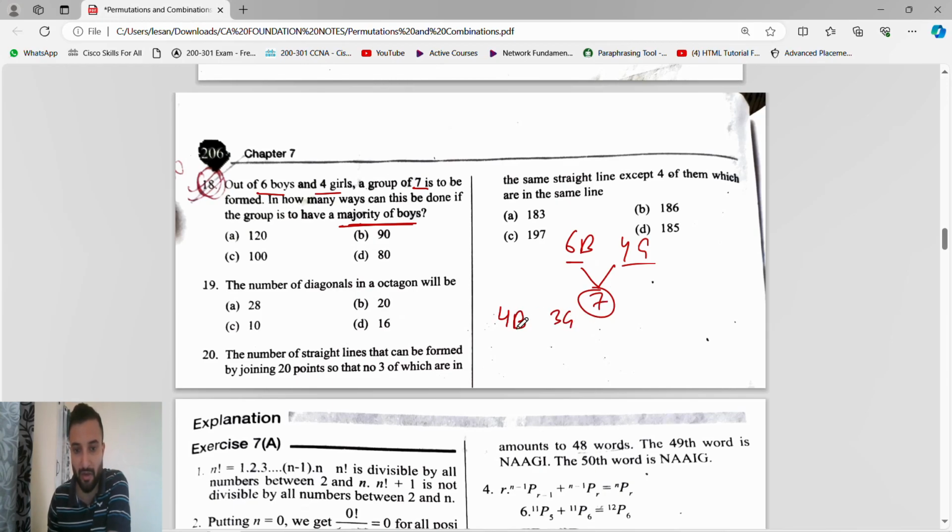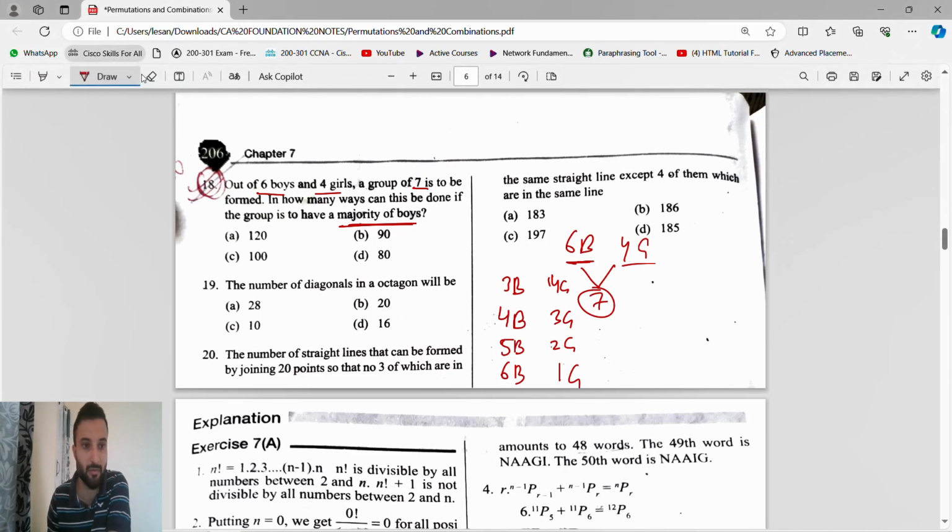4 plus 3 is 7, and boys are in the majority. 5 boys, 2 girls, right? 5 plus 2 is 7, and boys are in the majority. 6 boys, 1 girl, 6 plus 1 is 7, because boys are in the majority. 7 boys we can't take, the maximum boys is 6, so we can't take this condition. 3 boys and 4 girls, 3 plus 4 is 7, but here the girls will become the majority. So we have 3 conditions.